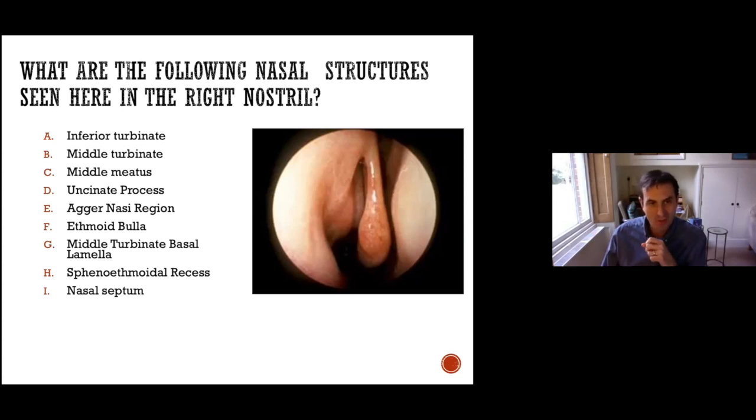Okay, well, I guess the only one that you can't see on that image is the G, the middle turbinate basal lamella, because it's tucked away behind the ethmoid bulla, right back here. Pretty much all the others you can identify there or some part of.